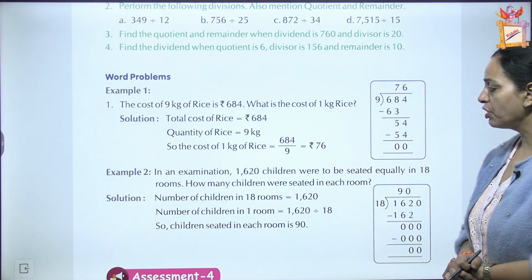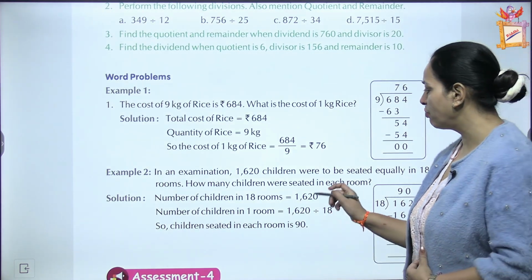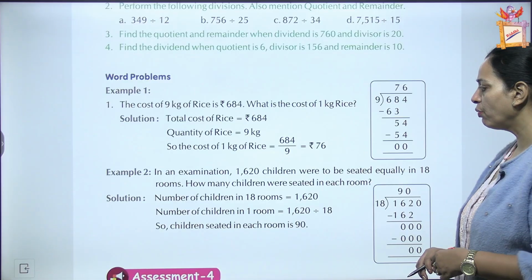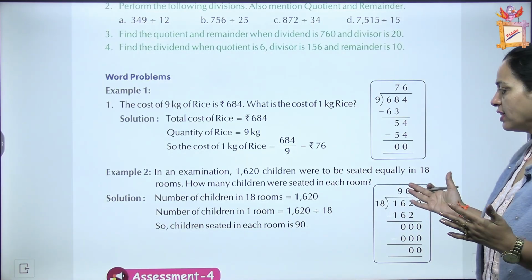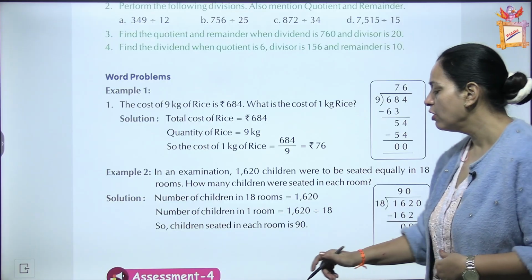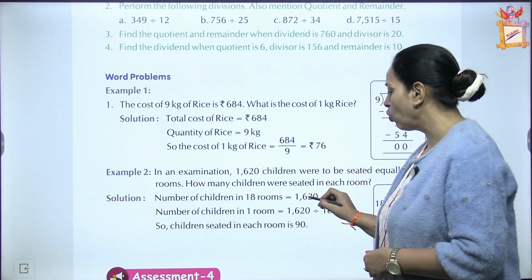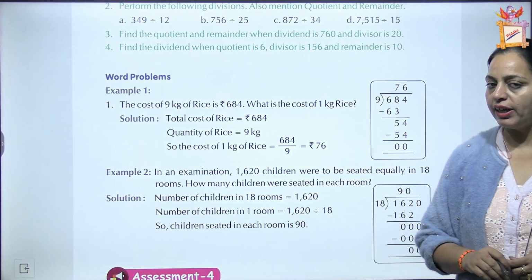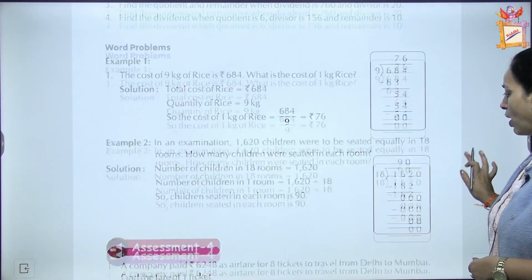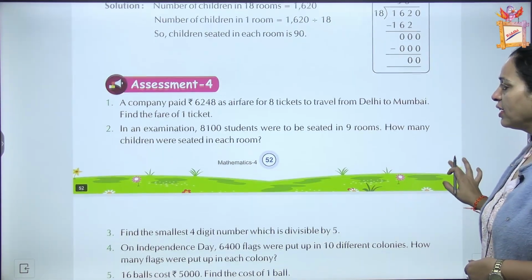Example 2. In an examination, 1620 children were to be seated equally in 18 rooms. So how many children were seated in each room? So it means divide. So 1620 divided by 18. So number of children in 18 rooms, 1620. Number of children in one room divided. So answer is 90. Assessment 4.